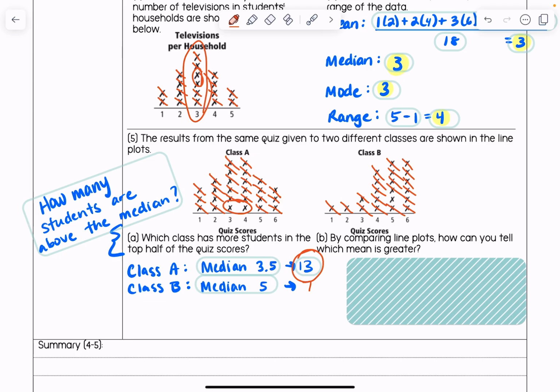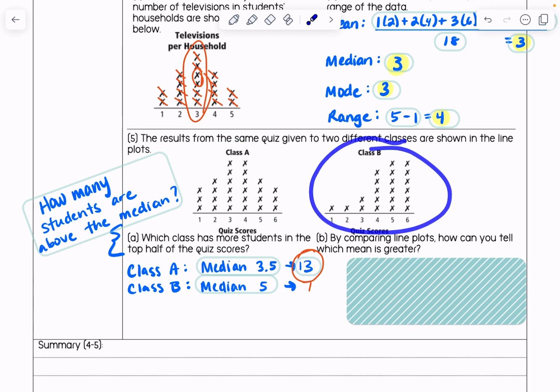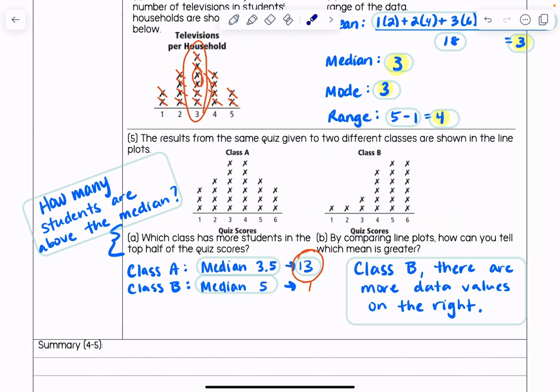And then B, it says, by comparing line plots, how can you tell which mean is greater? Which mean is greater just means which one has a higher average. And I know that the average right here is more towards the middle because there's more data values towards the middle. And for class B, I see that there are more students that have a 4, a 5, and a 6. So it's class B. There are more data values on the right side, or with the larger numbers.